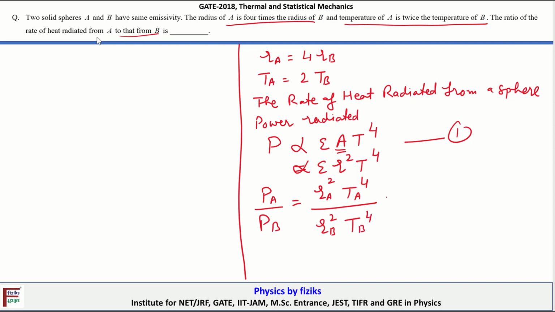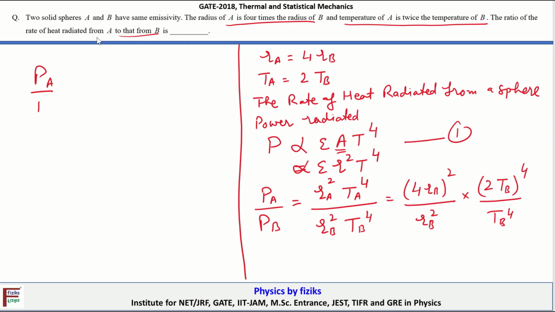Ra is given to be 4 times Rb, so (4 Rb) square divided by Rb square, multiplied by Ta, which is 2 times Tb, that is (2 Tb) power 4 divided by Tb power 4. So Pa upon Pb: Rb square will cancel with Rb square and we will have a factor of 16 here, and then Tb power 4 will cancel with Tb power 4 and we will have another factor of 16. So this is equal to 256. Therefore our answer is 256.